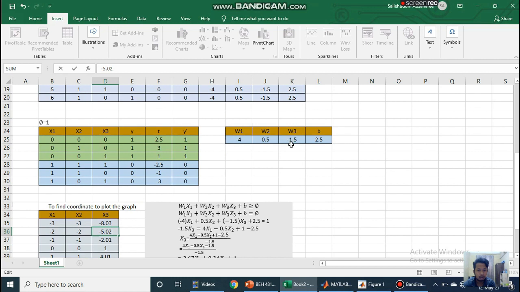So x1 is -1.5 plus 2.5, we get 1. For 1 1 1, negative 4 plus 0.5 plus negative 1.5 plus 2.5, we get negative 2.5. For 1 plus 1, negative 4 plus 0.5 plus 2.5, we get negative 1. For 0, 1, 0, 1, negative 4 plus negative 1.5 plus 2.5, we get negative 3.